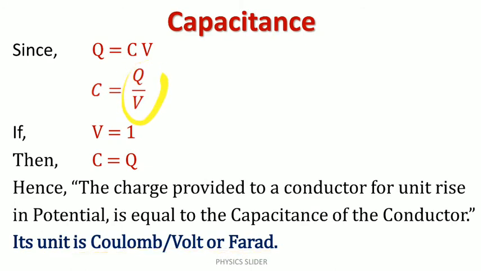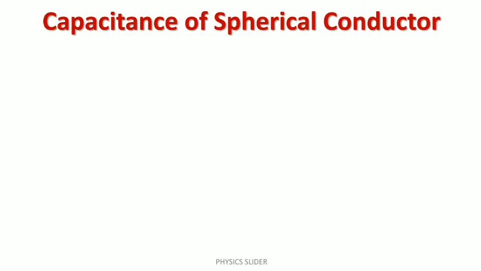Coulomb per volt. Watch here. Q upon V means charge upon potential. The unit becomes coulomb per volt, and this coulomb per volt is also called farad. Moving ahead, we have capacitance of a spherical conductor.